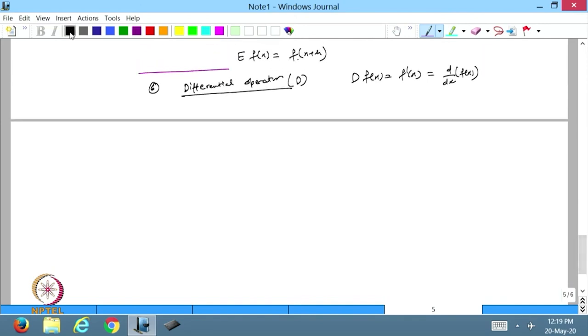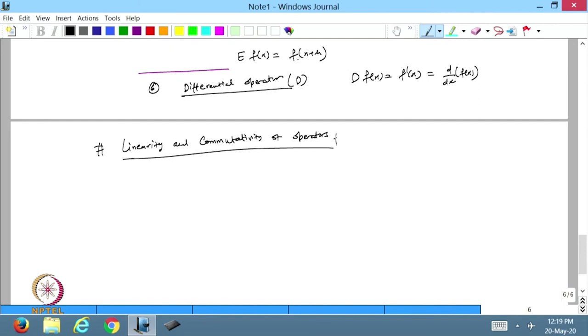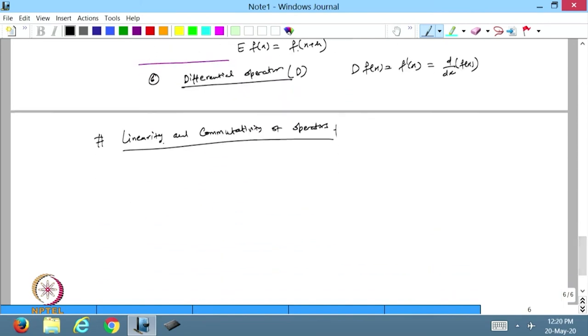Now, we will use these operators at different levels to find the interpolating polynomials. Now, we will introduce another concept, linearity and commutativity of operators. It means that whatever operators we have defined, they satisfy the properties of linearity and commutativity.